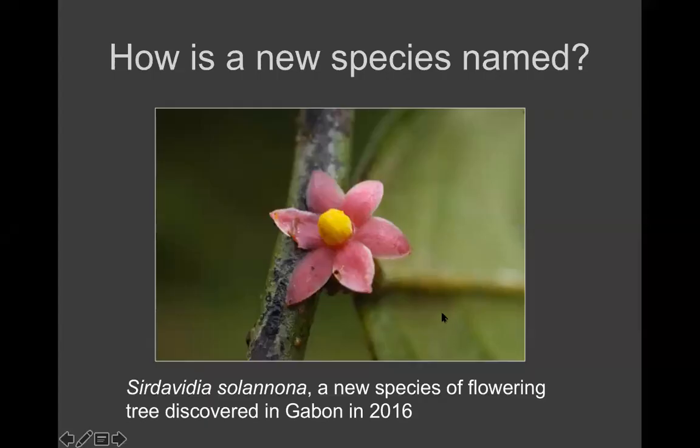Okay, welcome back. So we were just about to describe how new species are named after they're identified. I don't want you to think of this as some kind of archaic process that doesn't occur anymore. It's very important to know that scientists are still discovering new species of plants, even flowering plants like this flowering tree discovered in Gabon in 2016, Cerdividia solanona. And new species are being discovered even in the Pacific Northwest, which is pretty amazing.